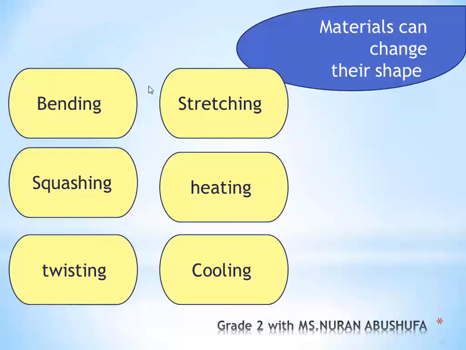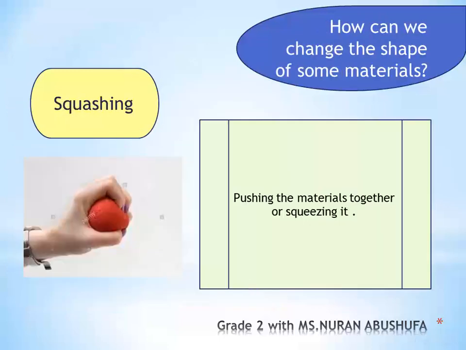How do we change the shape of the material? Either by bending, squashing, twisting, stretching, heating, or cooling. Let's watch out how. The first one is squashing. What is squashing? Squashing is putting the materials together or squeezing it. As you see here in the picture, the hand is squeezing or squashing the ball. This is the first way to change the shape of a material.